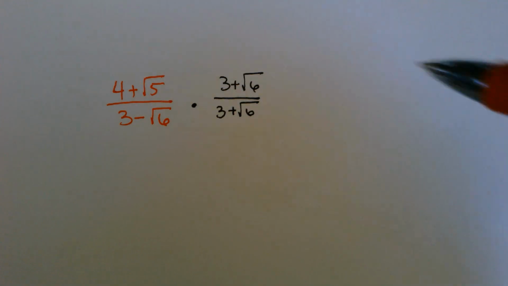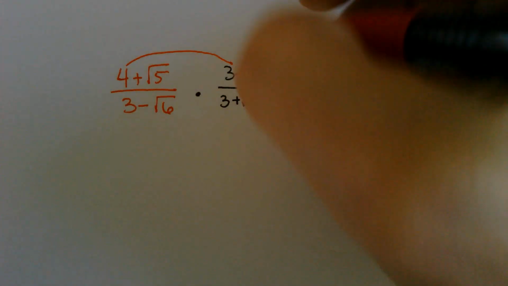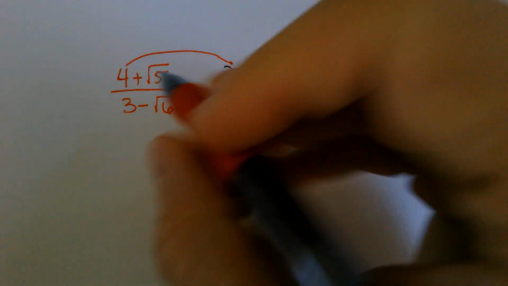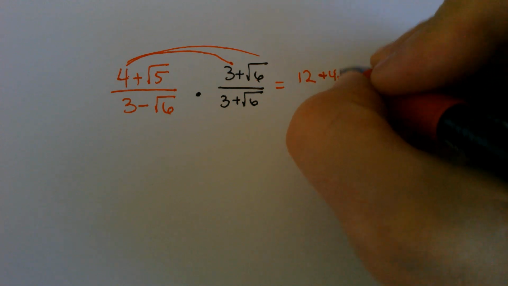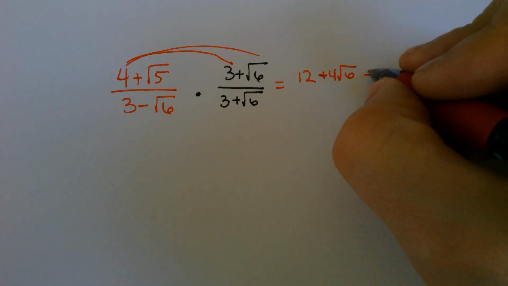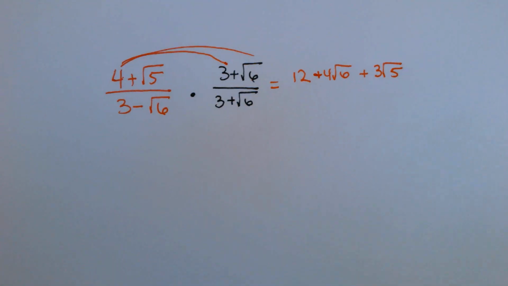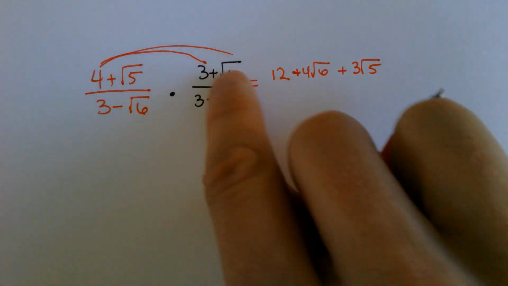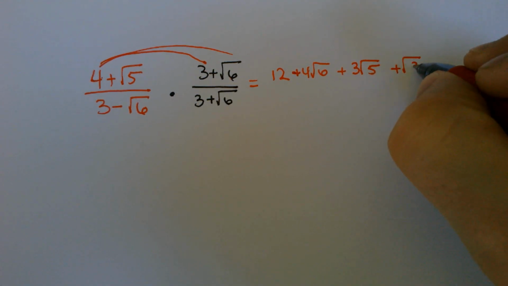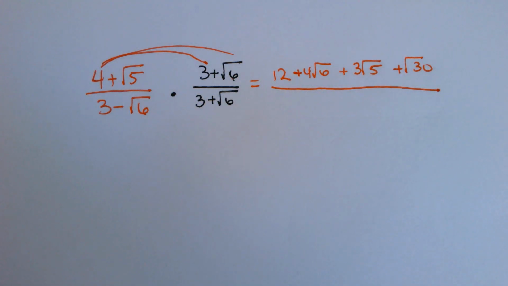We distribute and FOIL the top and the bottom. That's going to be the annoying part. 4 times 3 makes 12. 4 times the square root of 6 makes 4 square root of 6. 5 times 3 is not 15. It ends up being 3 square root of 5. And then 5 times 6 makes square root of 30. All over, what do we got on the bottom?